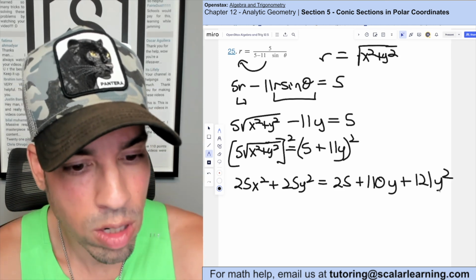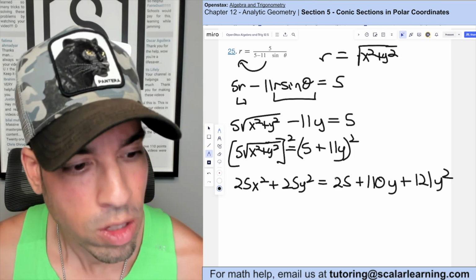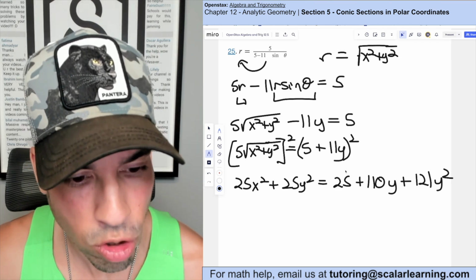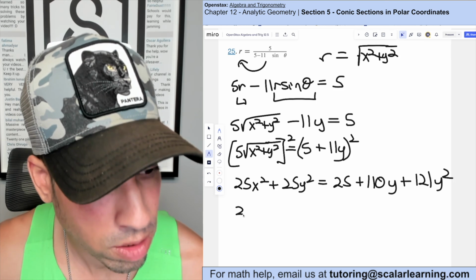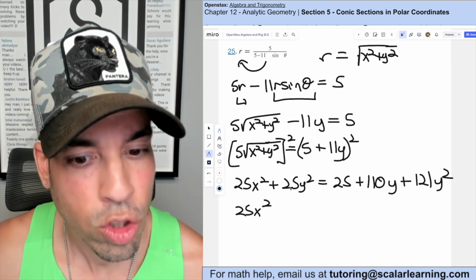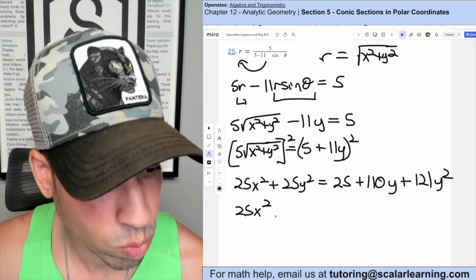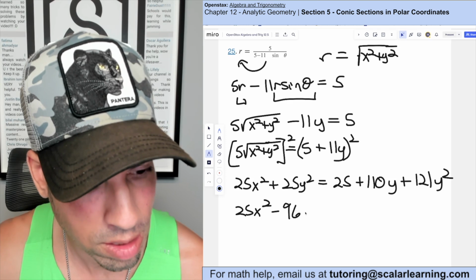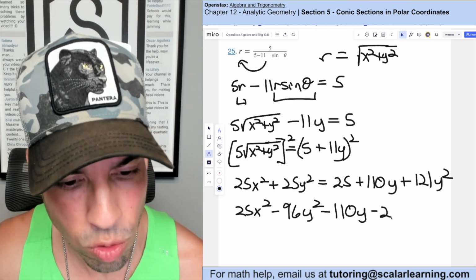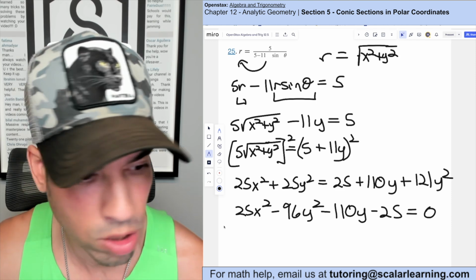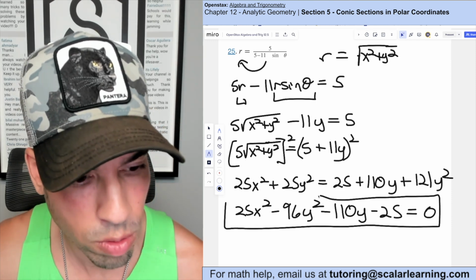Okay, now we want everything on one side, so we're going to subtract all of these terms over here and bring them to the left. So we're going to still have that nice positive 25x squared. 25 minus 121 is negative 96y squared, minus 110y minus 25 is all equal to 0. That is how you do it.